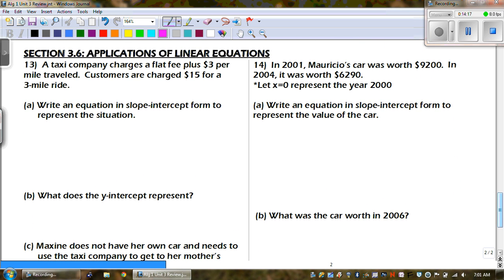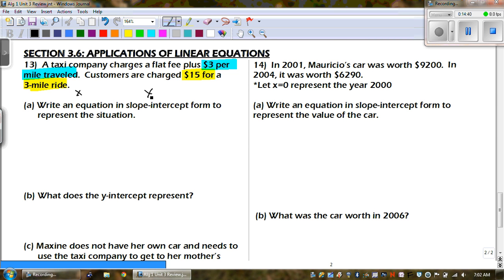Okay, we got two more. 3.6, the application of linear equations. Number 13 says the taxi company charges a flat fee plus $3 per mile traveled. That sounds important. Customers are charged $15 for a 3-mile ride.